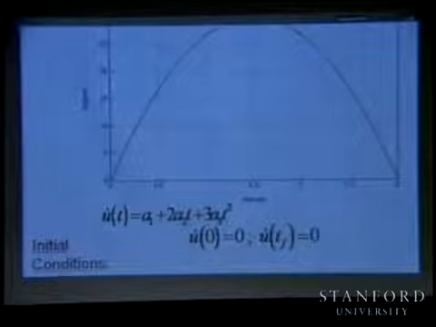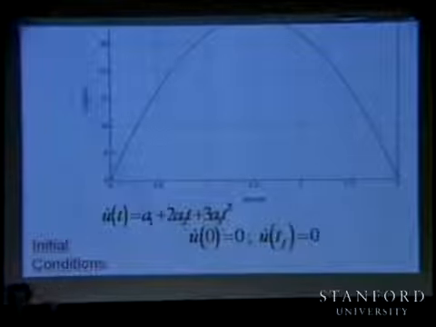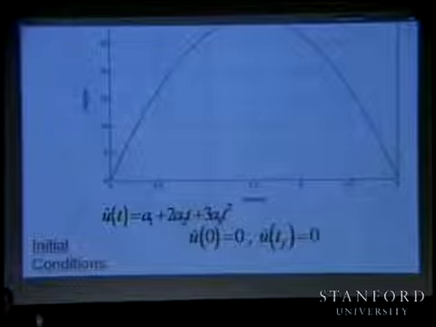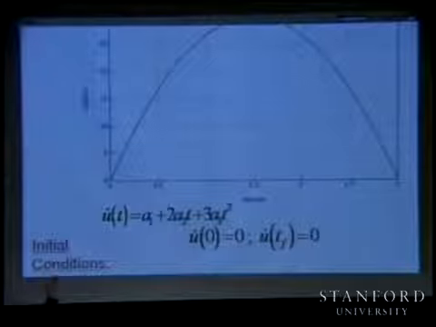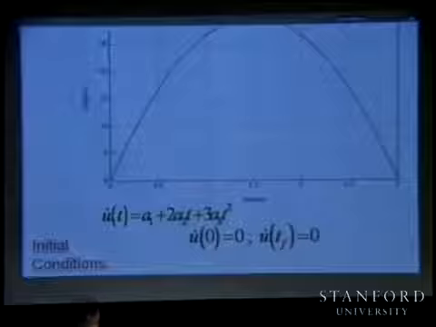So now we have two equations for a2 and a3. One will come from u dot of t sub f, and one will come from u of t sub f, right? So two linear equations, two unknowns. That's the beauty of working with polynomials, that everything is linear, right? So we can find the solution.